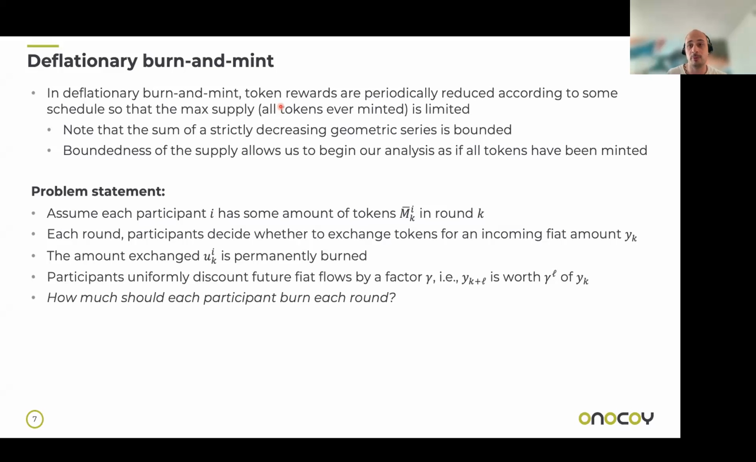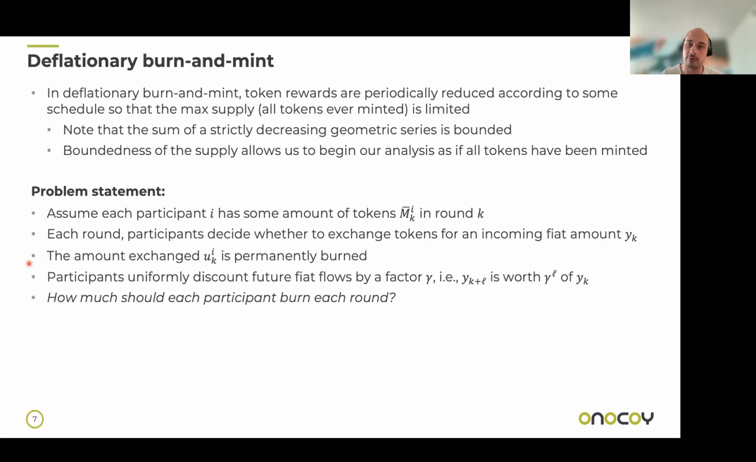Because from your perspective, you are setting the price when you are exchanging USD for these tokens and then exchanging them back for direct credits. So anyway, let's get right into this problem, this game and how it relates to burn and mint. Let's say each participant has some amount of tokens and they're playing this game. Every round, they have to decide.